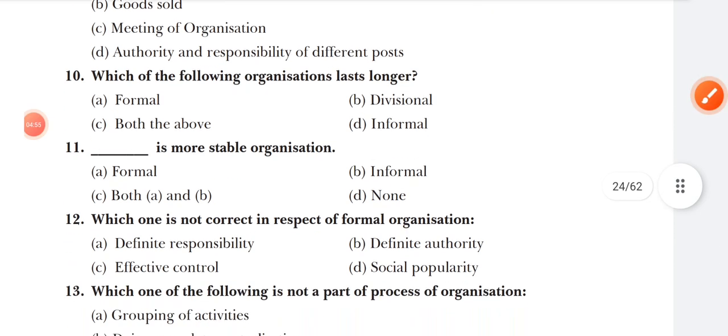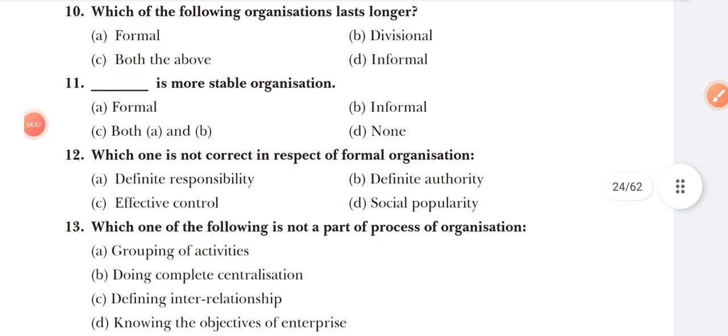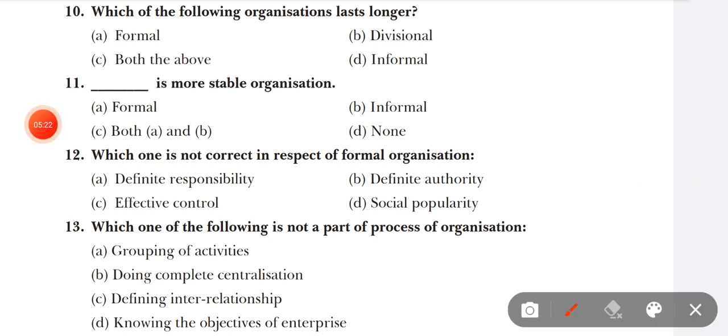Now question 13. Which one of the following is not a part of process of organization? A. Grouping of activities. B. Doing complete centralization. C. Defining interrelationship. Or D. Knowing the objective of enterprise. And the correct option of this question is option B. Doing complete centralization.